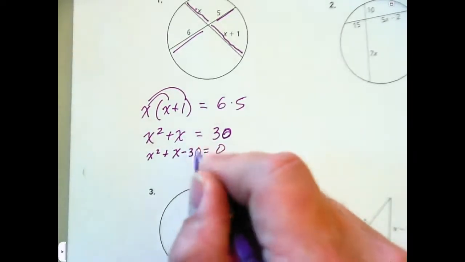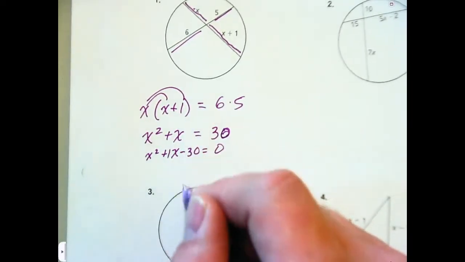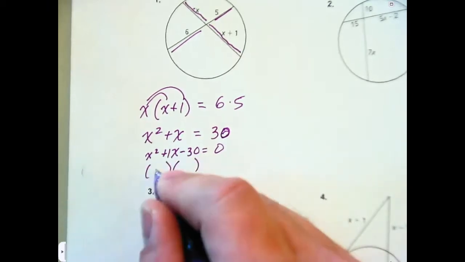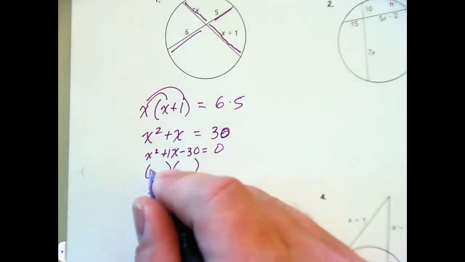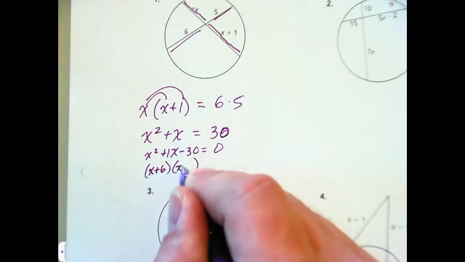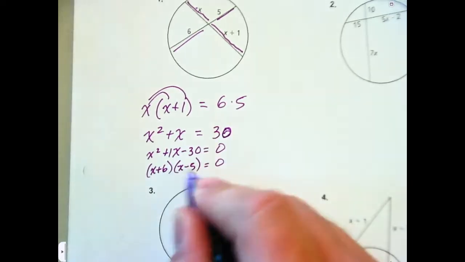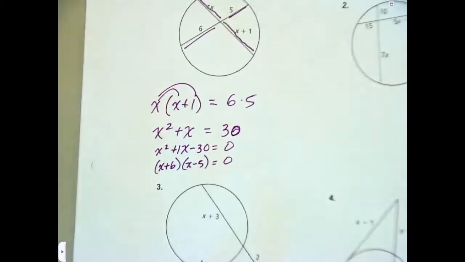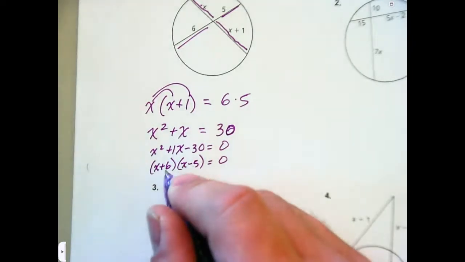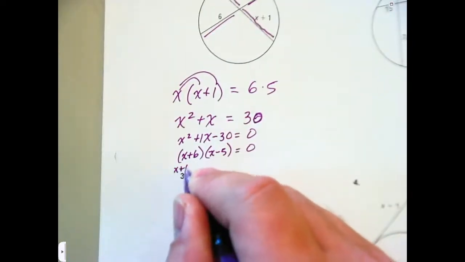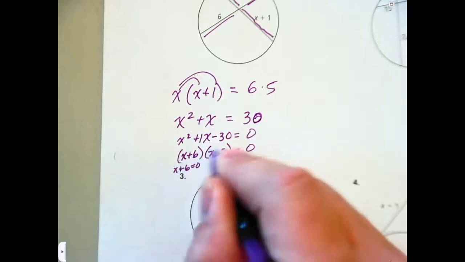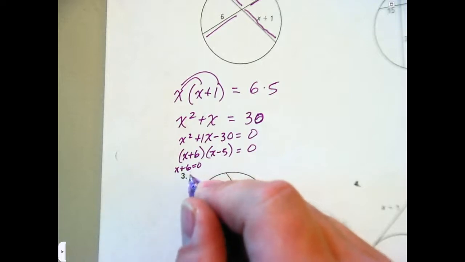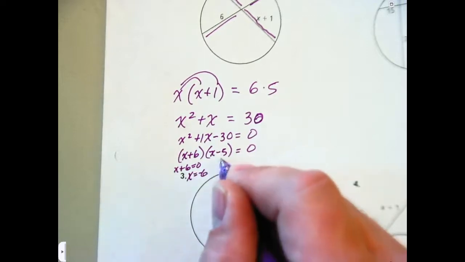Question is, are there two things that multiply to make negative 30 and add to 1? Yeah. Negative 5 and positive 6. Negative 5 times 6 is negative 30, and 6 plus negative 5, or 6 minus 5, is 1. So you find that x plus 6 equals 0, because if this times this equals 0, then one of those two things has to be 0. So what does x become here? X equals negative 6, and what does x become here?